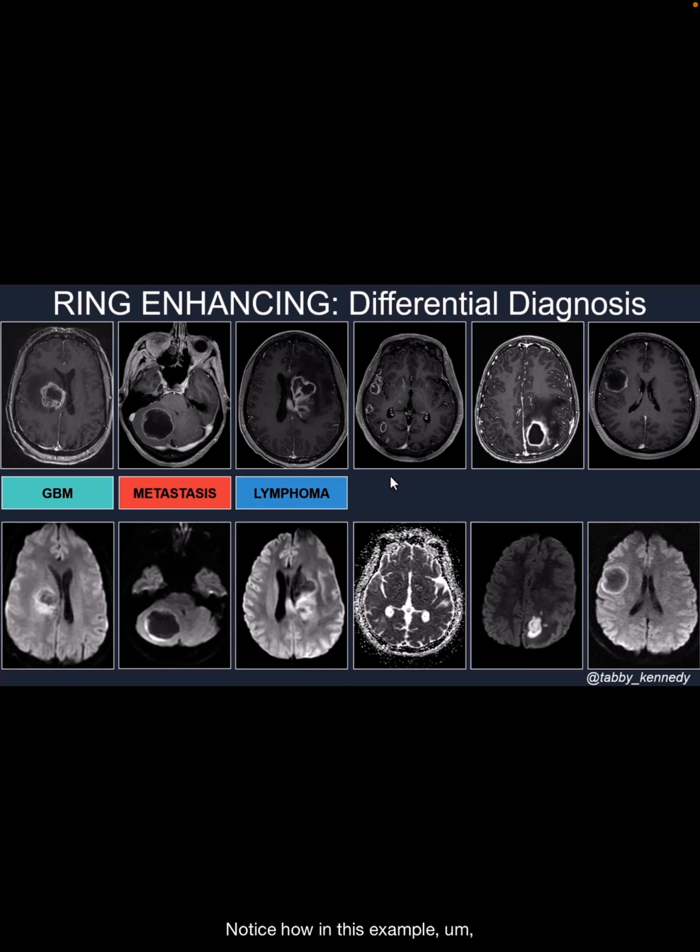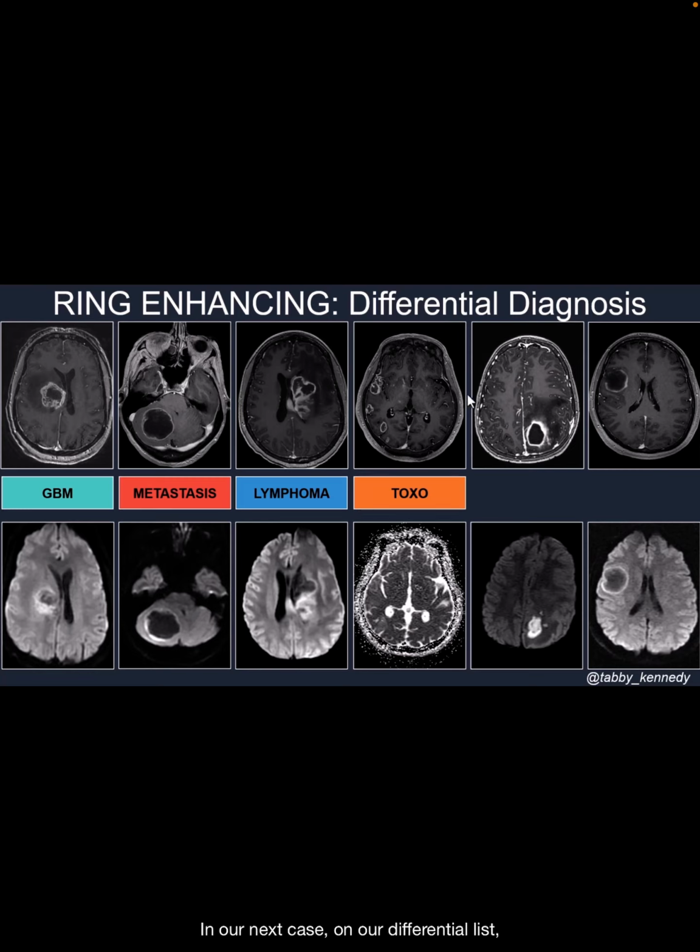Notice how in this example, there are multiple ring-enhancing masses. We're going to want to understand what their immune status is. If the patient's immunocompromised, we might want to think about toxoplasmosis. Looking at the diffusion, toxo actually ends up not having much in the way of diffusion restriction, which is how one can differentiate between lymphoma and toxo in the immunocompromised individual.